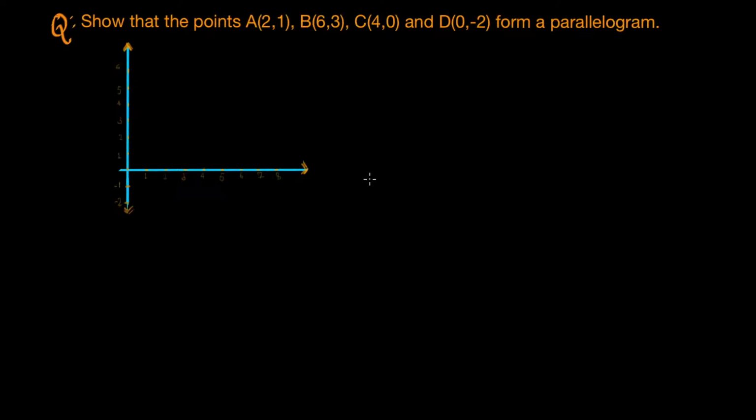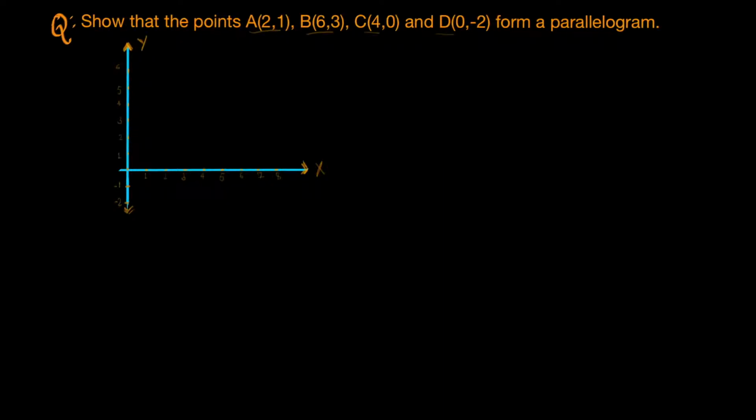In this question, we'll try to answer the following: show that the points A, B, C, and D form a parallelogram. The first step is to plot the points on a Cartesian plane. We can start by drawing out the x-axis and the y-axis, which I've already drawn before, and then locating the points A, B, C, and D.